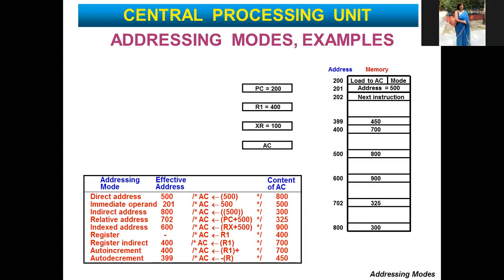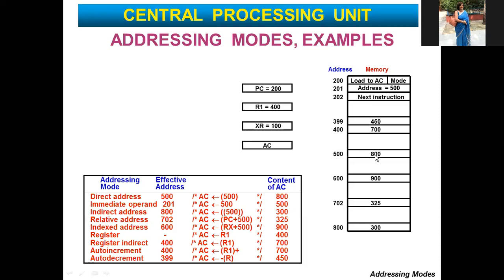Now, based on this information, we will start from the very first addressing mode, that is your direct address. What is the definition of the direct address? In case of direct address, we have to find out the value of effective address. So what will be the effective address? In the address part 500 is there. We need to go to 500 to locate the value of the operand. At the 500 location, what will be the value of the operand?